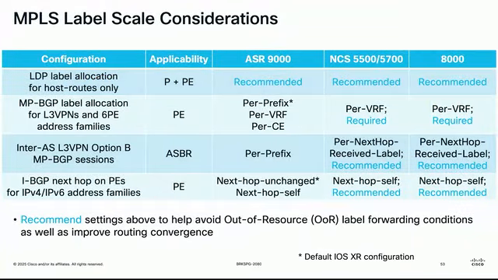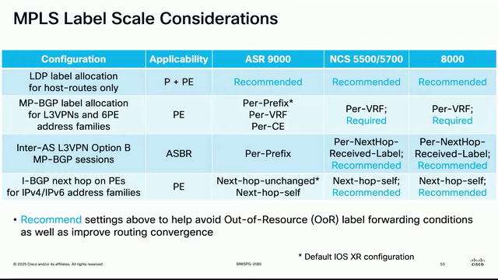Similarly, there are differences between the modern routers and the older routers as it relates to MPLS label scale and label allocation, and we summarize those here. So we've always recommended that, for example, LDP labels only be allocated for host routes, say PE loopbacks, as opposed to all the prefixes in the IGP. And so that becomes more important on the modern routers, in terms of both core and edge.